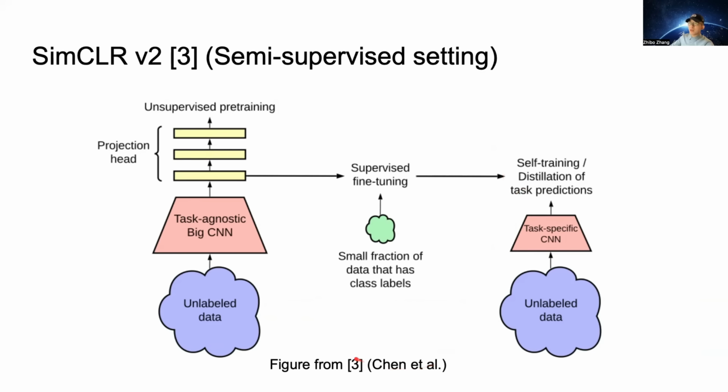So 3 stages again. The first stage is the unsupervised pre-training stage, where a massive amount of unlabeled data is used, and the projection head also helps with the pre-training. In the second stage, they use only a small percentage of labeled data to fine-tune. And the third stage basically utilizes the distillation process to learn a task-specific network, or student network, to make predictions.